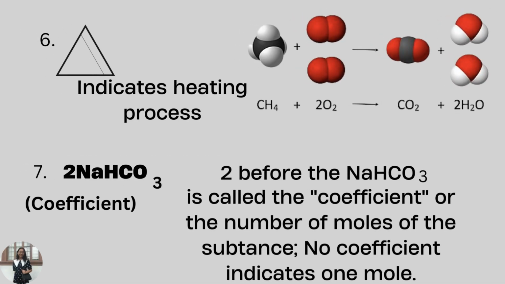This symbol indicates a heating process. And the last one is the coefficient. In 2NaHCO3, or sodium bicarbonate, the 2 before the NaHCO3 is called the coefficient, or the number of moles of the substance. No coefficient indicates 1 mole, meaning if the compound has no coefficient, it indicates only 1 mole.